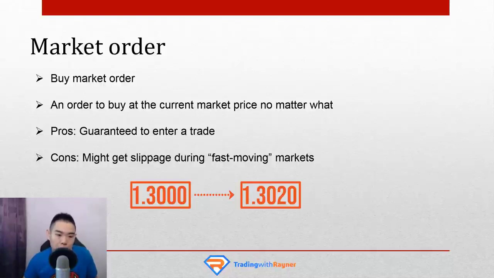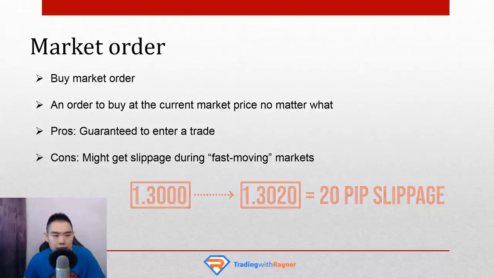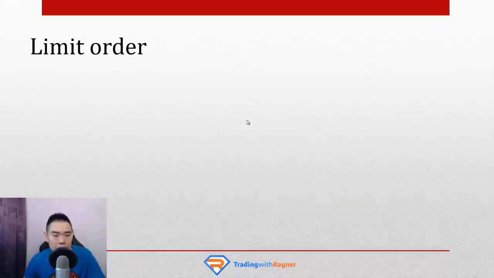So instead of buying at 1.3000, you end up buying at 1.3020. A slippage of 20 pips. So in other words, you're paying 20 pips more than you expected. Okay, so this is a market order. The other type of order is the limit order.